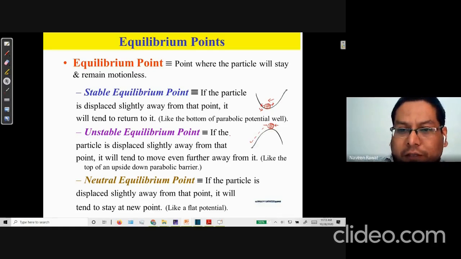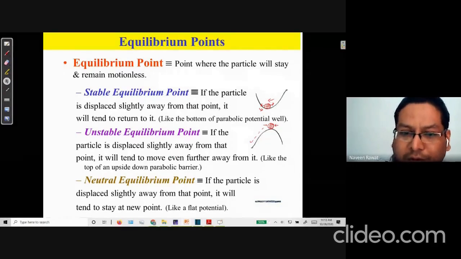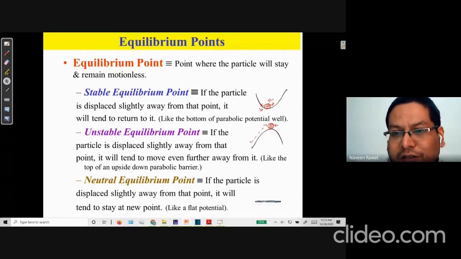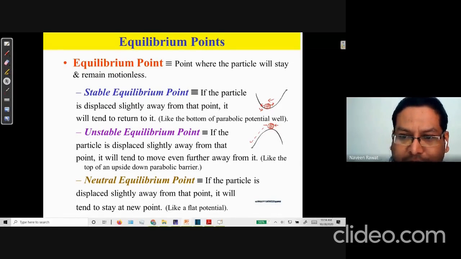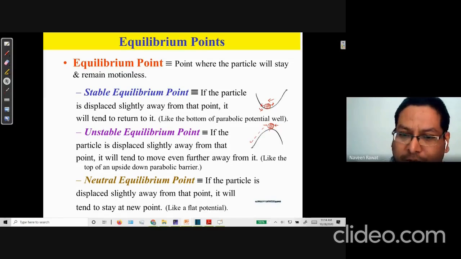Okay, and what it means is, if you displace the particle even slightly away from this equilibrium position, it will tend to move even further away from it. So these are two distinct and separate situations, where in the stable situation, if I displace the particle, it is going to come back, and in the unstable situation, if I displace this particle, it is just going to move away from the equilibrium point.